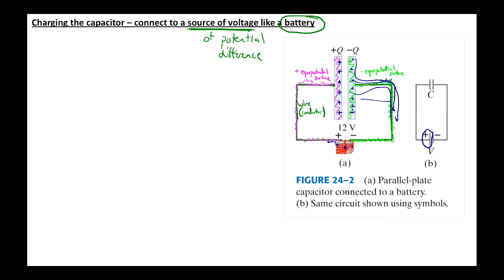Also, just so you know, you might sometimes see this as a series of shorter and longer lines. That's also representing a battery. Short and long combined always means battery.